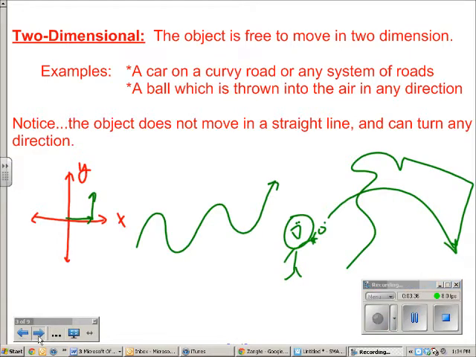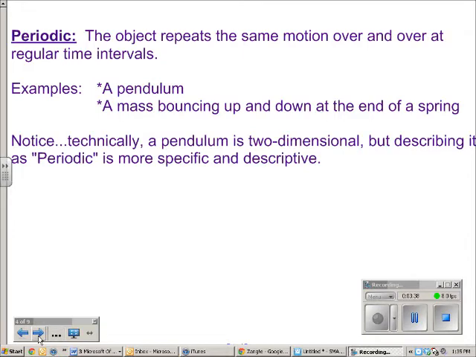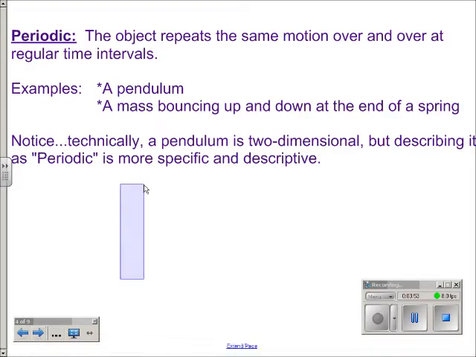Okay, so the next type of motion we're going to talk about is called periodic motion. In periodic motion, the object is going to repeat the same motion over and over again at regular time intervals. All right. Examples of this would be a pendulum. Okay. The idea is a pendulum is this.